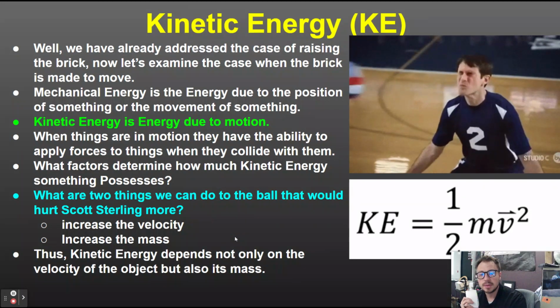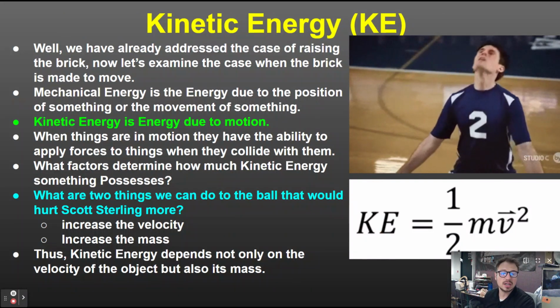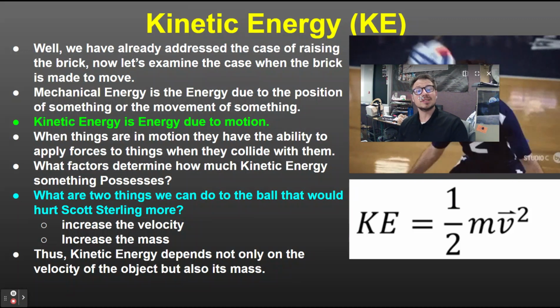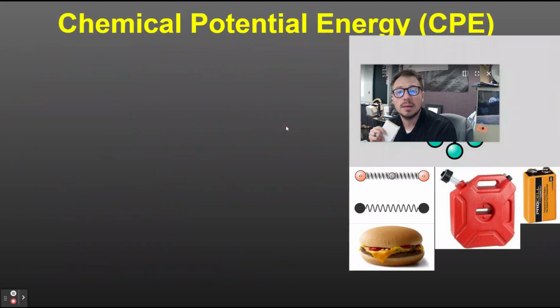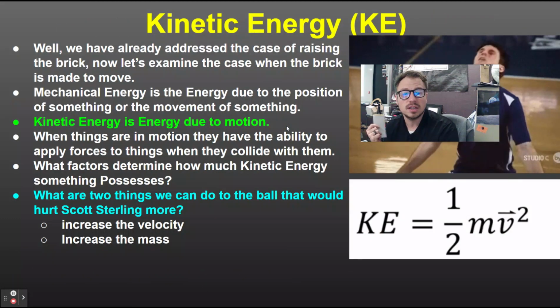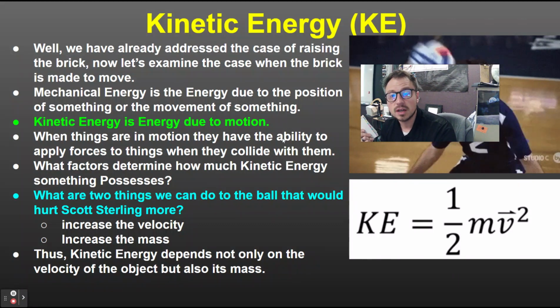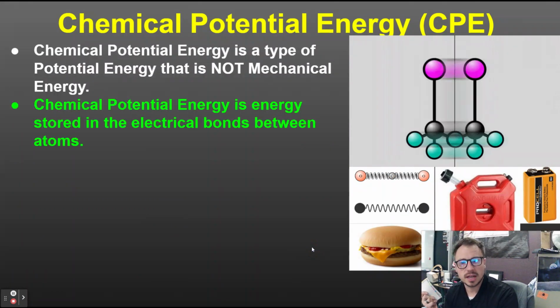Now, kinetic energy depends on the velocity and its mass. So it's 1/2 times mass times velocity squared, as you can see in that equation. And kinetic energy depends more on the velocity because the velocity is squared. The velocity has a larger impact on the kinetic energy of an object. That's why if you hit a small ping pong ball at somebody, it can sting because it's moving really fast.